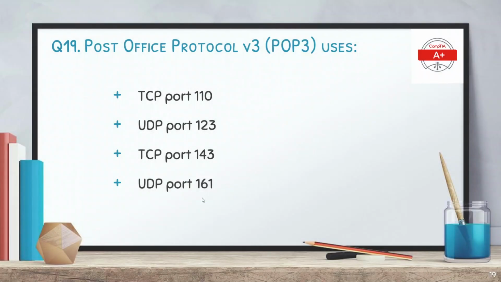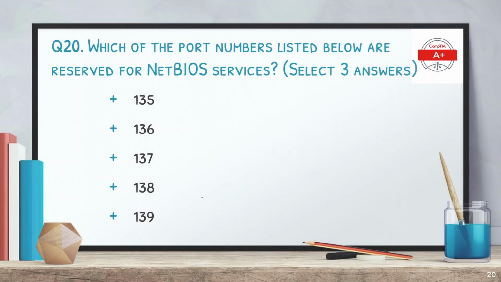Question number 19 is that Post Office Protocol version 3, POP3 uses TCP port 110, UDP port 123, TCP port 143 or UDP port 161, and the correct answer is TCP port 110. Question number 20 is which of the port numbers listed below are reserved for NetBIOS services? We have to select three answers. The options are 135, 136, 137, 138 and 139. And the answers are 137, 138 and 139.